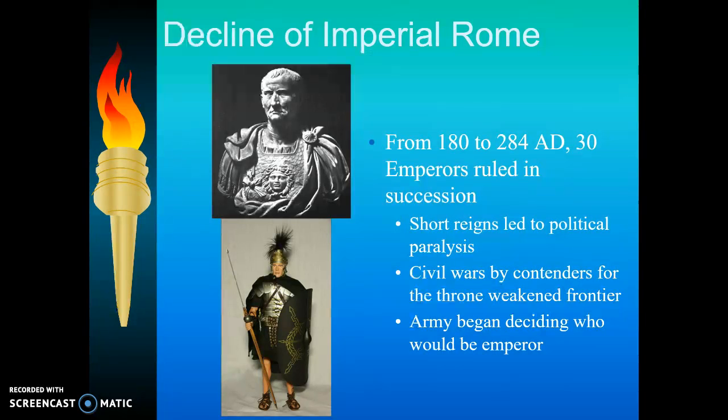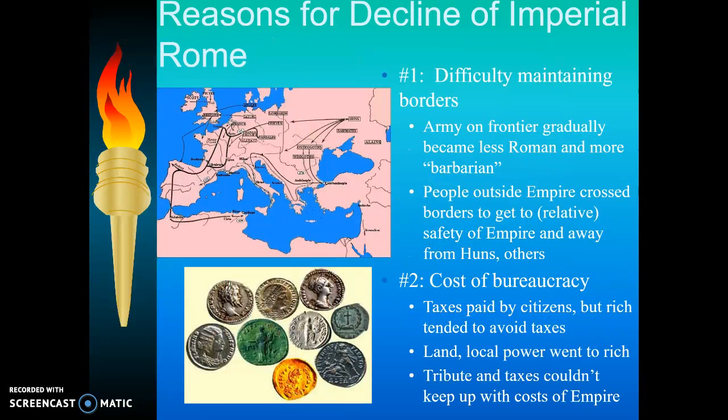From 180 to about 284 AD, there were 30 emperors that ruled in succession. The fact that they had such short rules meant there was a lot of political paralysis. Since they weren't emperor for very long, they didn't make decisions, and the state became paralyzed. Civil wars racked the empire as the borders were stripped of troops to be brought into Rome to fight it out with their competitors. And it's at this point where the army figured out, wow, we control who becomes emperor. And they began doing just that. They would proclaim their general emperor, demand money from their declared emperor, or else he'd be assassinated. That's not good. So there are several reasons for the decline of imperial Rome that we'll talk about in class.